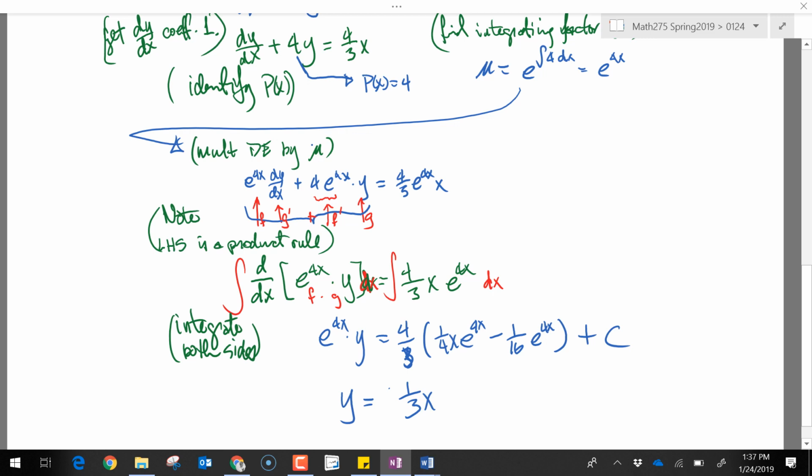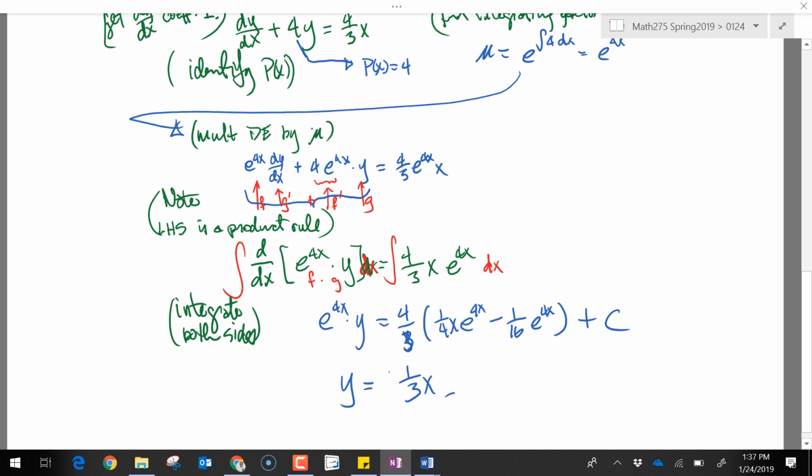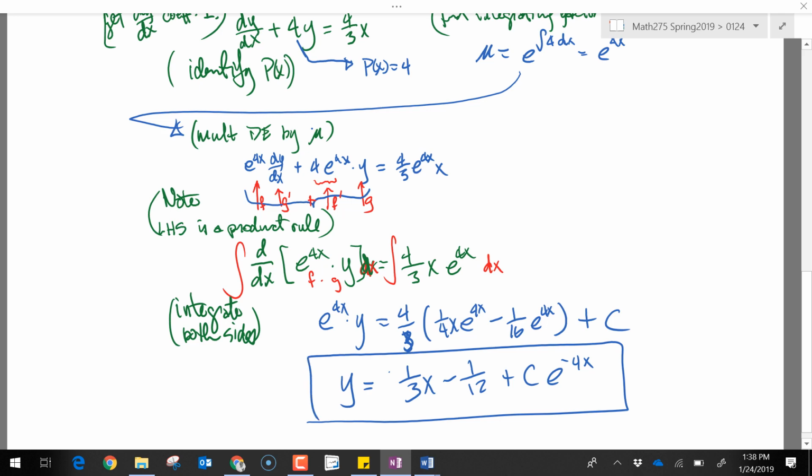And here the 4 would cancel, but then you'll still get a 1/4 and 1/3. And then the e to the x would cancel, e to the 4x would cancel. This one will not cancel out an e to the 4x. I think it's 1/4 after you cancel, but then you're still multiplying by 3 in the denominator, right? Yeah.